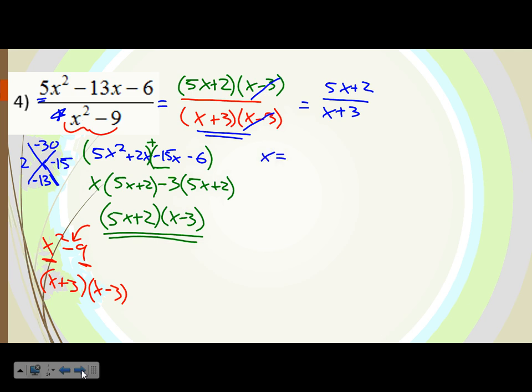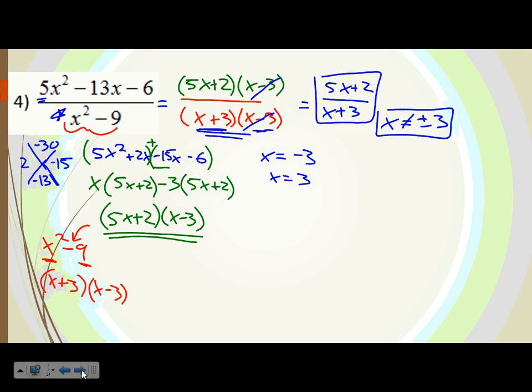This one should be an easy one. This part gives you negative 3. This part gives you positive 3. So my restrictions or my excluded values are x cannot equal positive or negative 3. If you want to put the plus or minus, you can. If you want to write it out twice like this, you can. It doesn't make much difference.